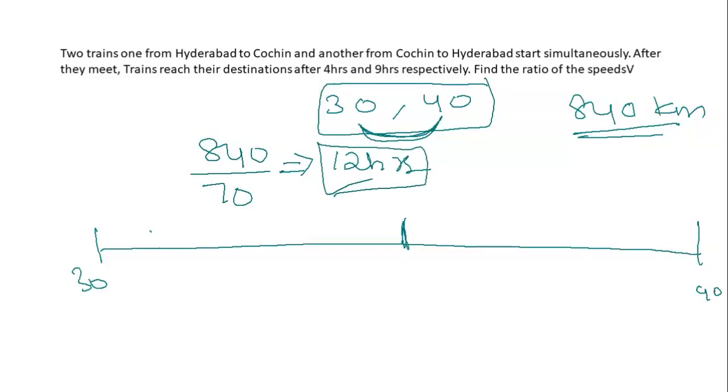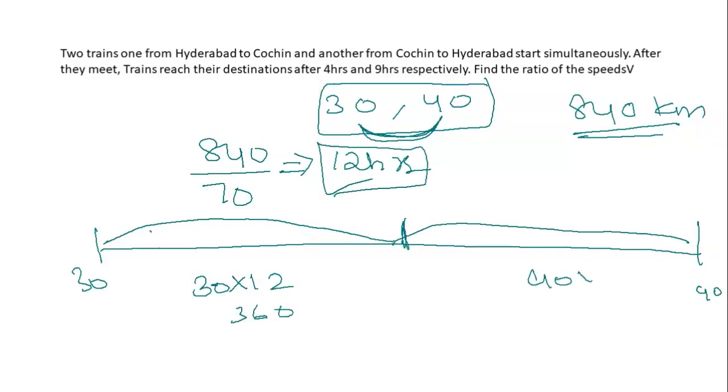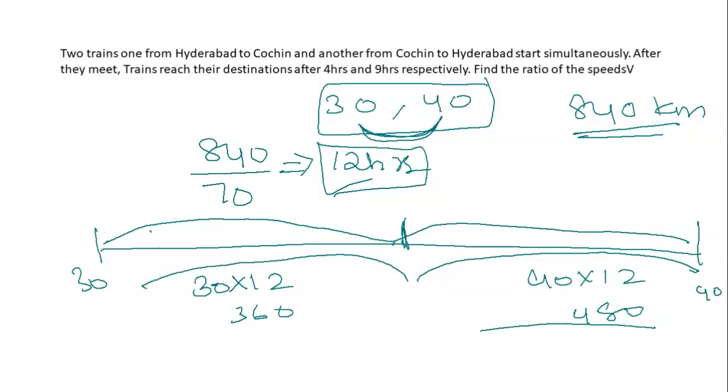In the 12 hours, this train would have gone at 30 for 12 hours, which is 360 kilometers. This one at 40 for 12 hours would have covered 480 kilometers. Together that is 840. Now this train still has 480 to cover and the other train has another 320 to cover. So what is the ratio of their speeds? I mean, the time taken to reach the destinations?